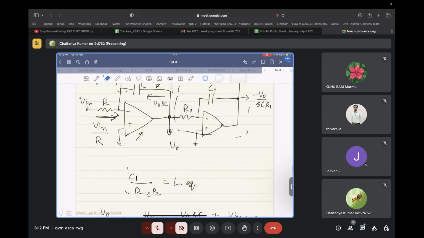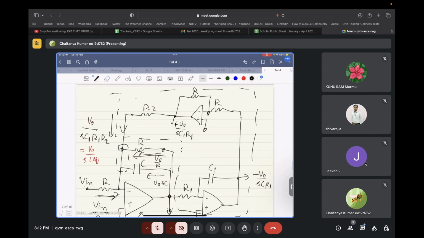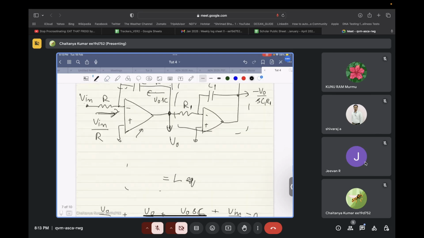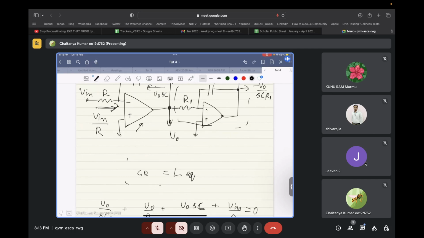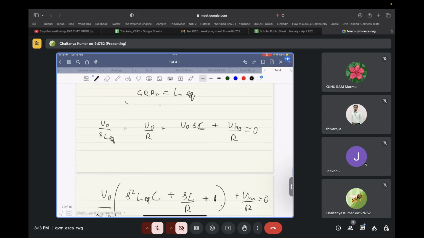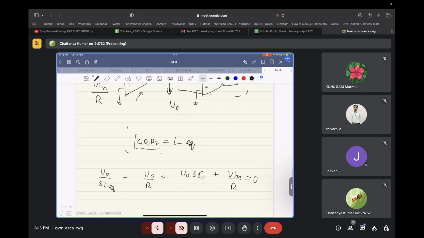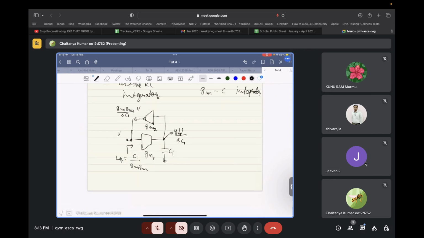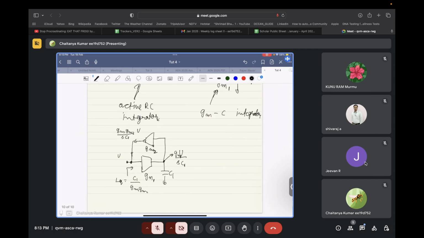And actually it's the inverse of this. So L equivalent is C1 R1 R2. And in this case, what you get? You get C1 by GM1 GM2. So this is the L equivalent that you get.